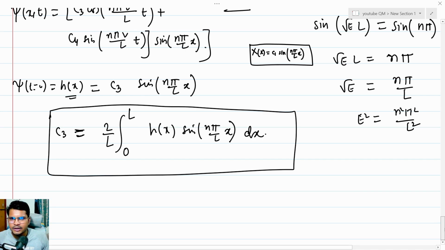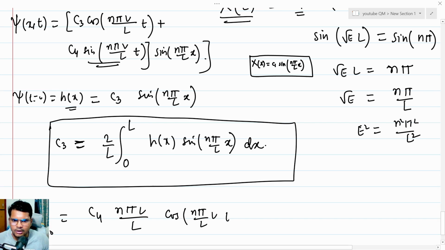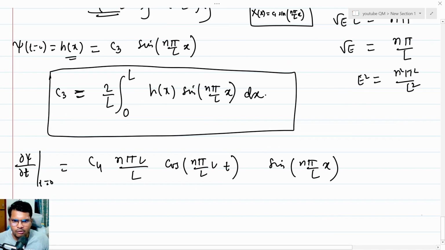Now another thing I can get is by taking the time derivative, dψ over dt. So this cos would become sine, and at t equal to 0 this vanishes. This sine would become cos, and at t equal to 0 this will be there. So this will become c4 nπv over L, cos nπ over L into vt, and another thing is sine nπ over L into x. Now at t equal to 0, let us say it is g of x I have considered, nπ by L into v, cos is 1, and this is sine nπ over L into x.